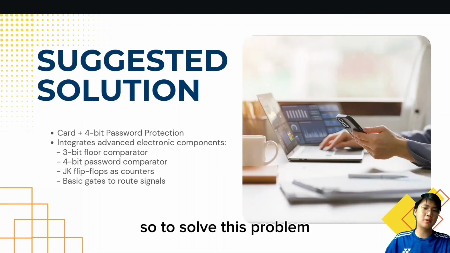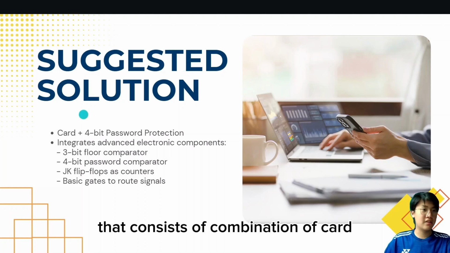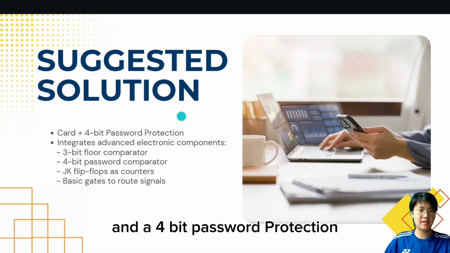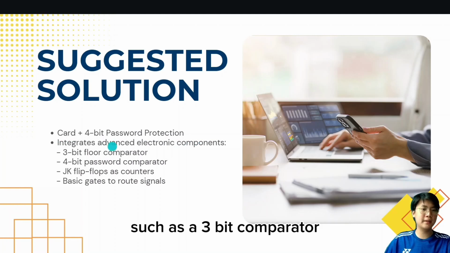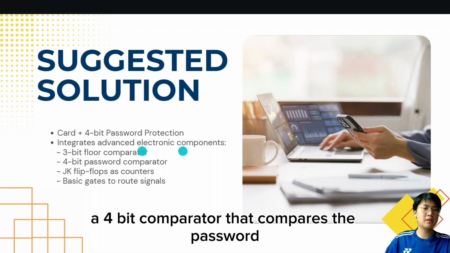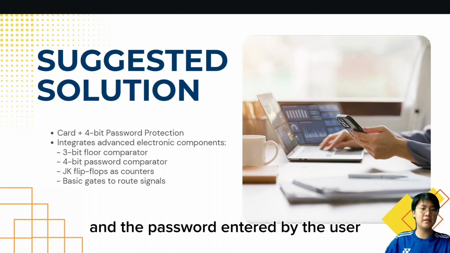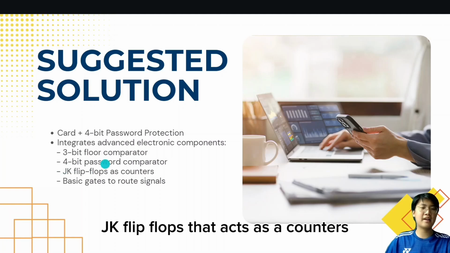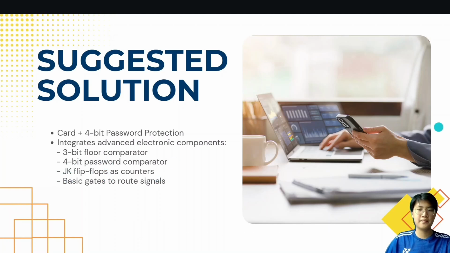To solve this problem, we have come up with a suggested solution that consists of a combination of card and 4-bit password protection. It integrates a few advanced electronic components such as a 3-bit comparator that compares the current floor and the desired floor, a 4-bit comparator that compares the password stored in the system and the password entered by the user, JK flip-flops that act as counters, and basic gates to route signals.